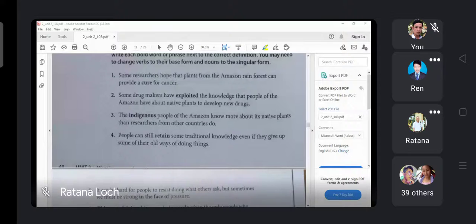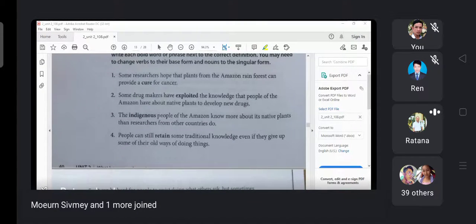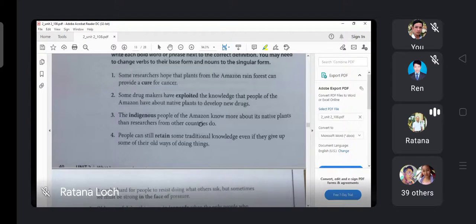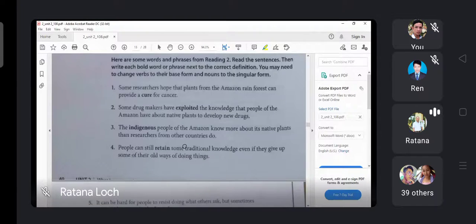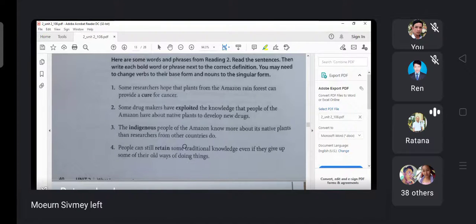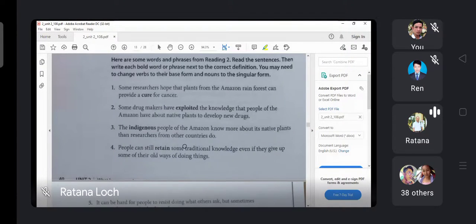Yes, very good. A cure, right? Cure means a cure for cancer. As a noun or as a verb, you can cure someone, you can heal someone. Okay, some drug makers have exploited the knowledge that people of the Amazon have about native plants to develop new drugs. So what does exploited mean here? Anyone can translate for our class?